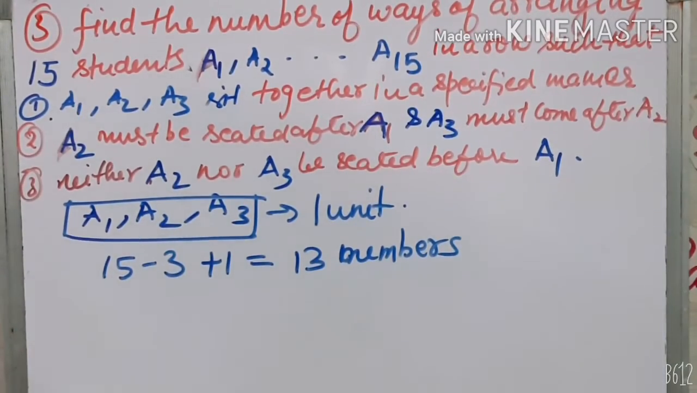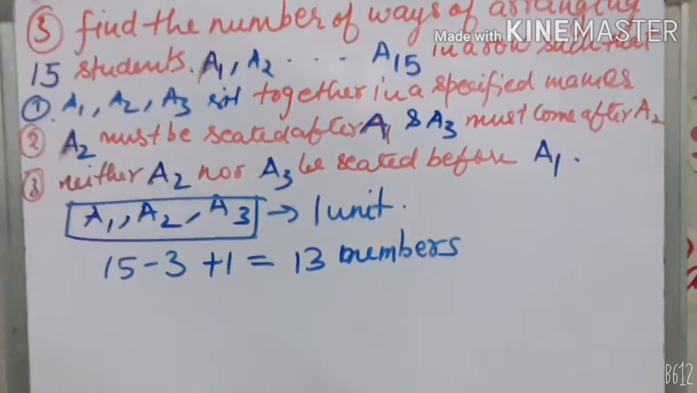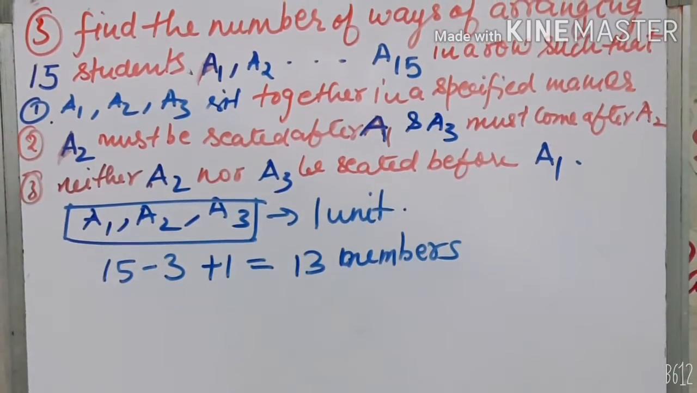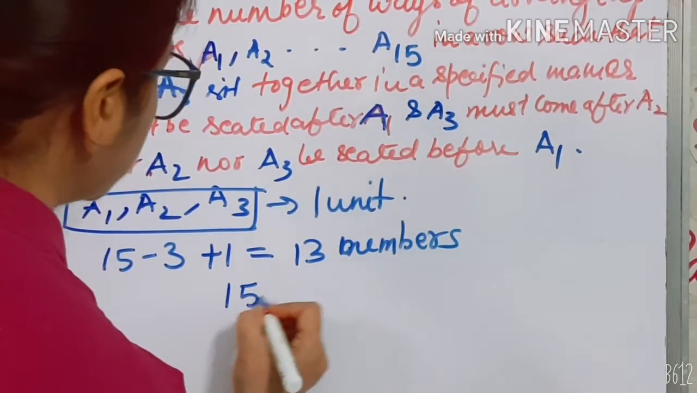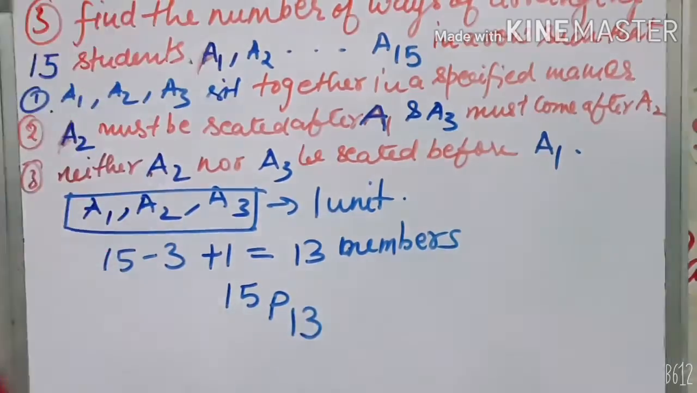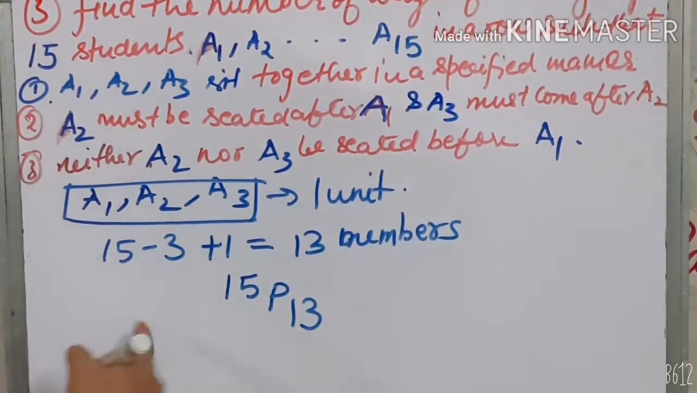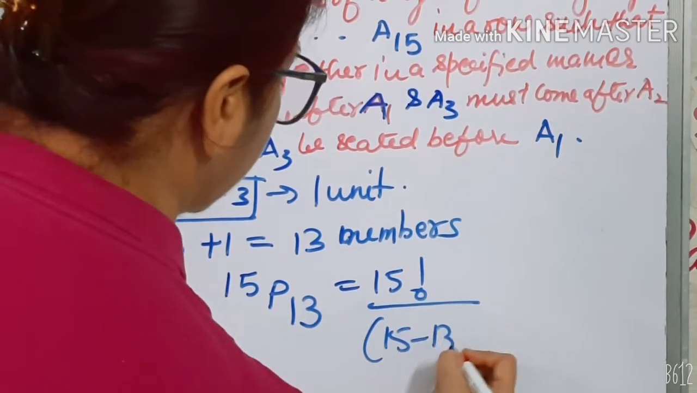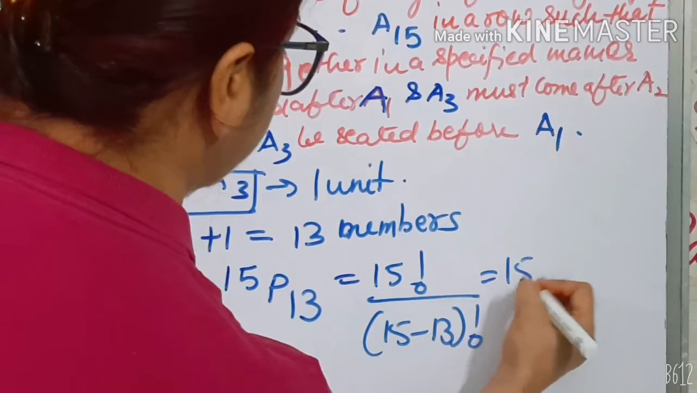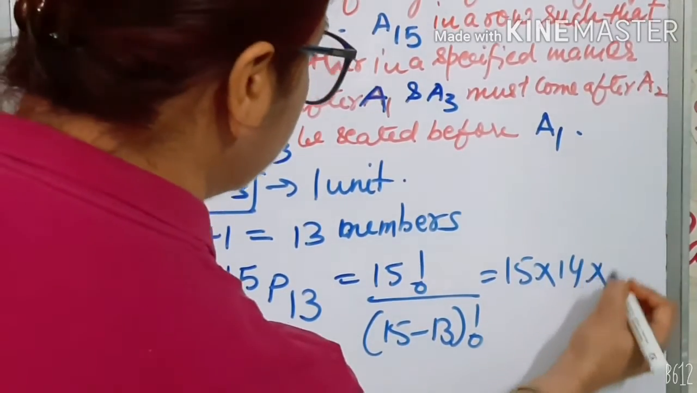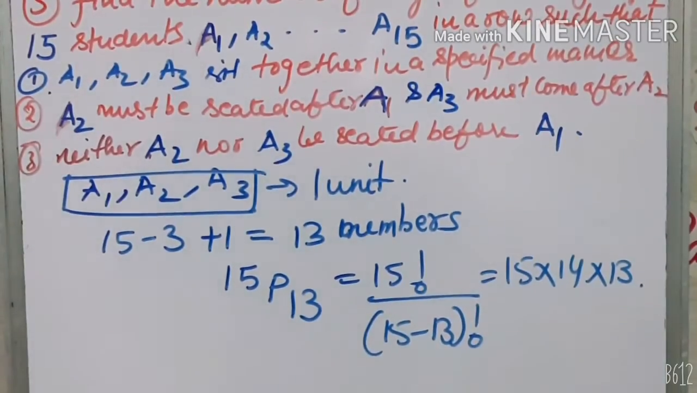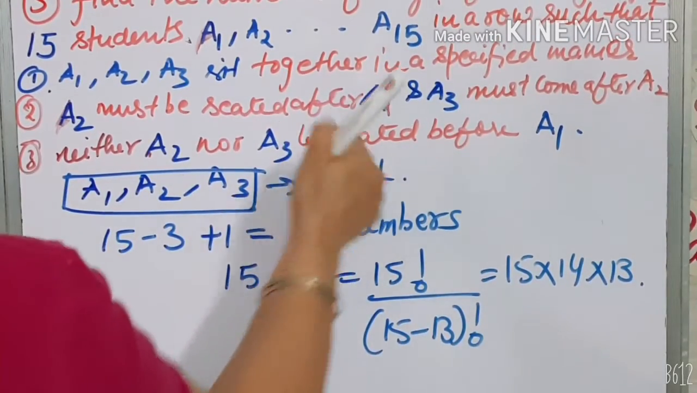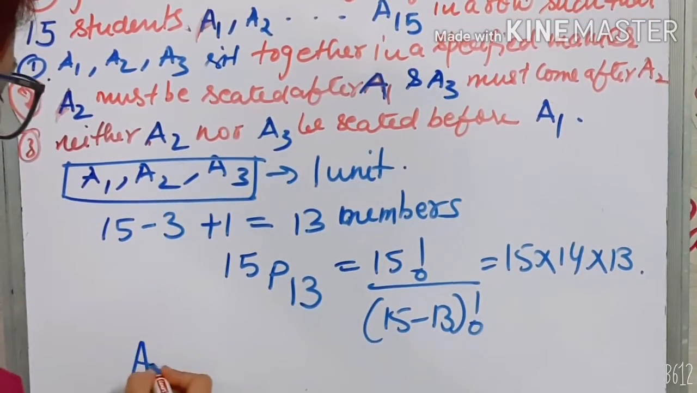I need to arrange only 13 members because I know they have to sit together. That is why we took them as one unit. Now from 15 you need to arrange 13 members. How will you arrange? 15P13, that becomes the answer of the first one. I'm not solving it fully; you can write it as 15 into 14 into 13, and so on. Multiply, you will get your answer.